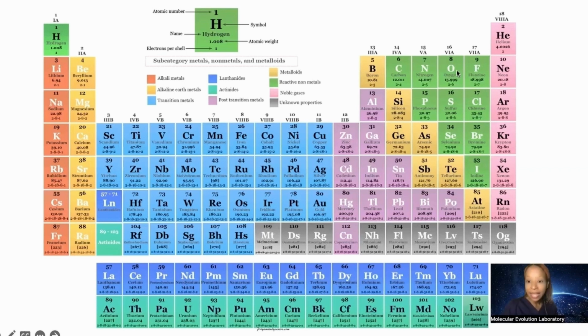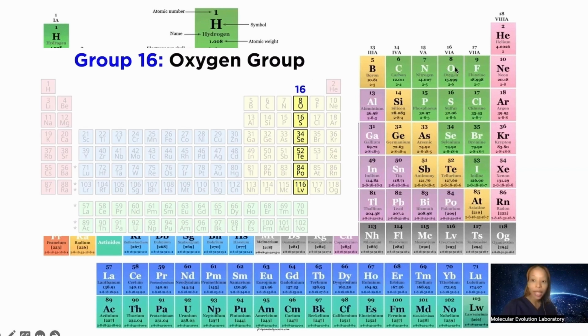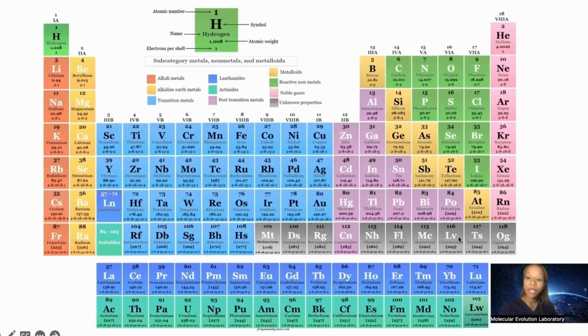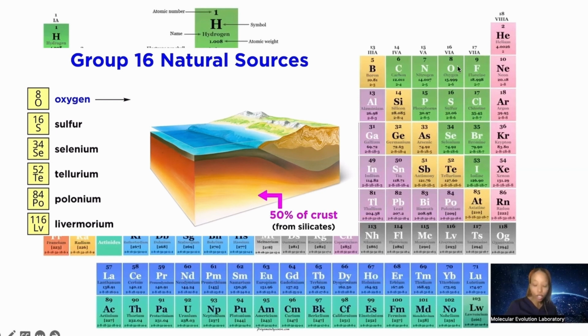And finally, group 16 is known as the oxygen group. These include oxygen, sulfur, selenium, tellurium, polonium, as well as livermorium. It's important to note that the oxygen group are also known as the chalcogens. We already know that oxygen, sulfur, selenium are all nonmetals. The metalloids include tellurium and polonium. Oxygen is the most abundant element in Earth's crust. It actually makes up 50% of the Earth's crust by mass. It makes up 89% of the ocean by mass. The atmosphere is 21% molecular oxygen.